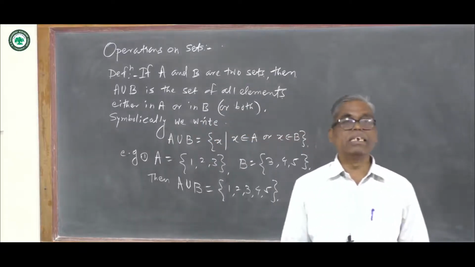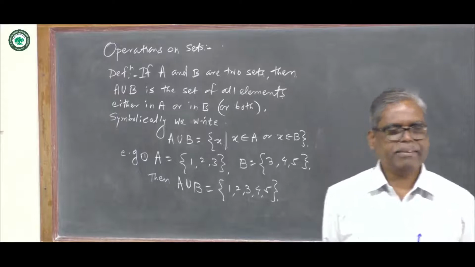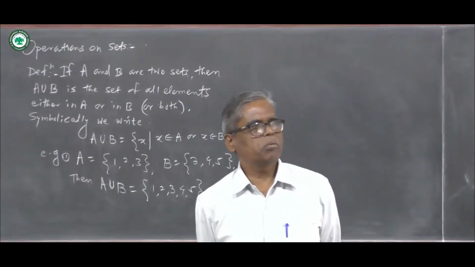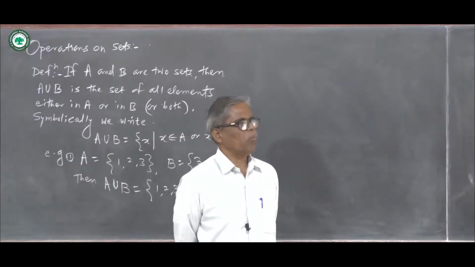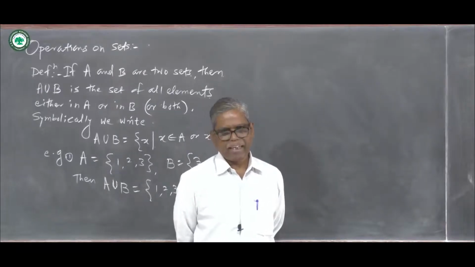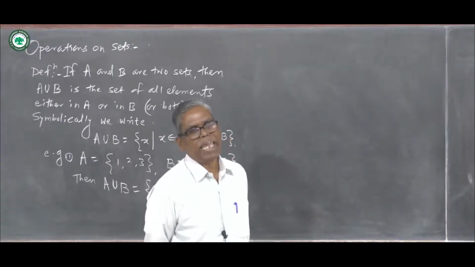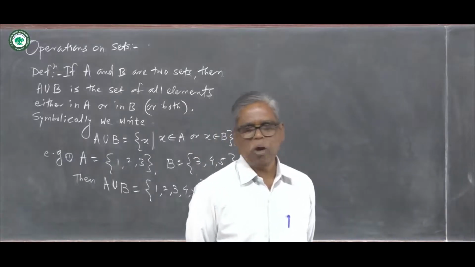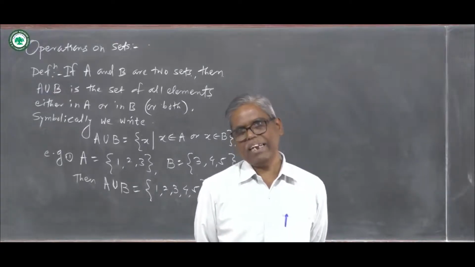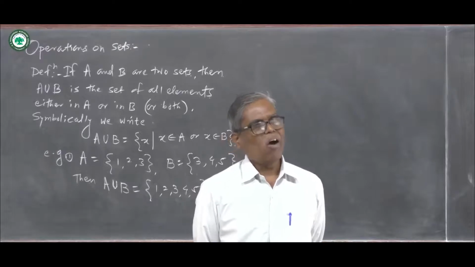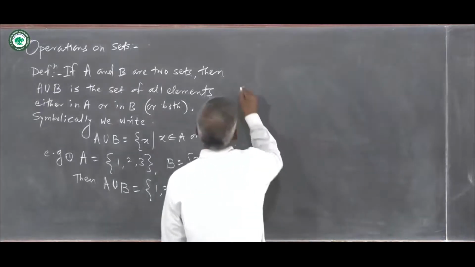Now we define the intersection operation. If A and B are two sets, then A intersection B is the set of all points in X such that X belongs to A and X belongs to B. Symbolically, we write A intersection B is equal to the set of all X such that X belongs to A and X belongs to B.